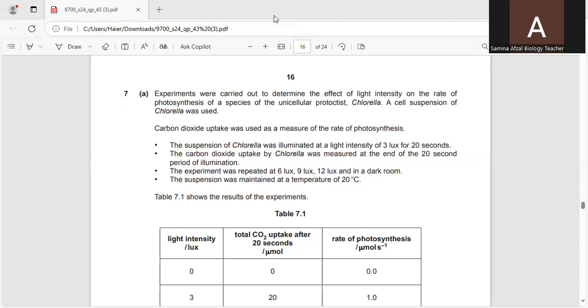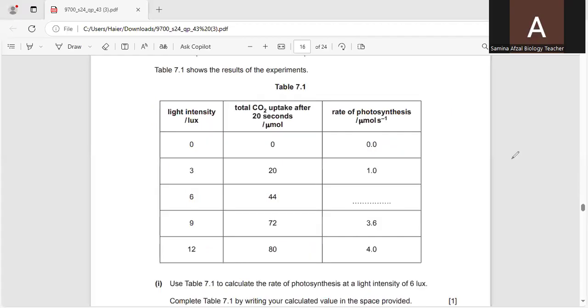So table 7.1 shows the results of the experiments. And here you can see the light intensity and total carbon dioxide uptake after 20 seconds, and the rate of photosynthesis. So the light intensity was 0, 3, 6, 9, and 12. And total carbon dioxide uptake after 20 seconds at 0 was 0, and at 3 it was 20, and at 6 it was 44, and at 9 72, and 12 80.